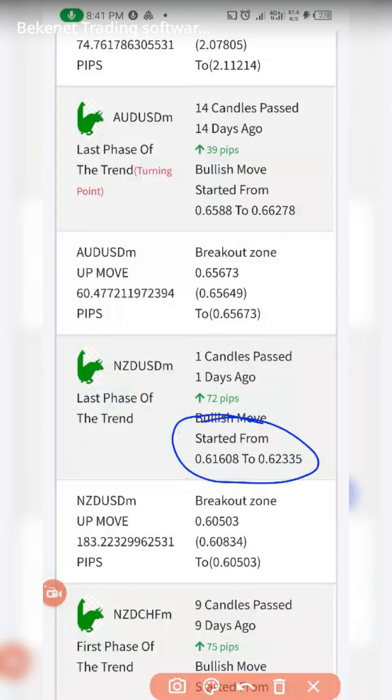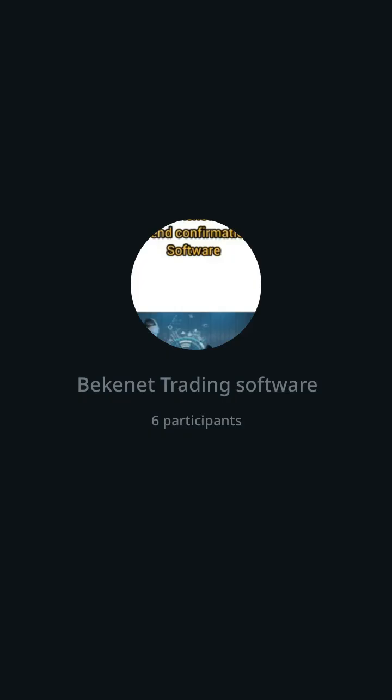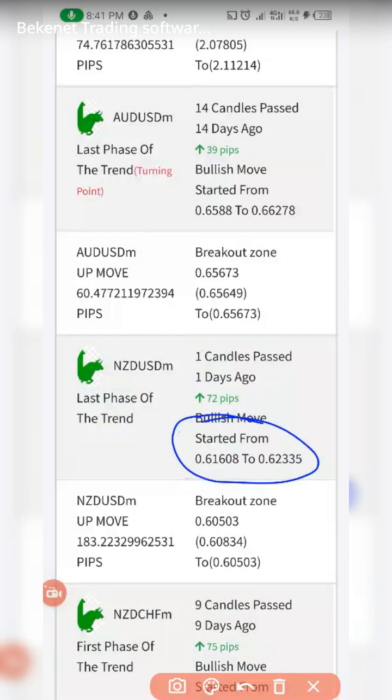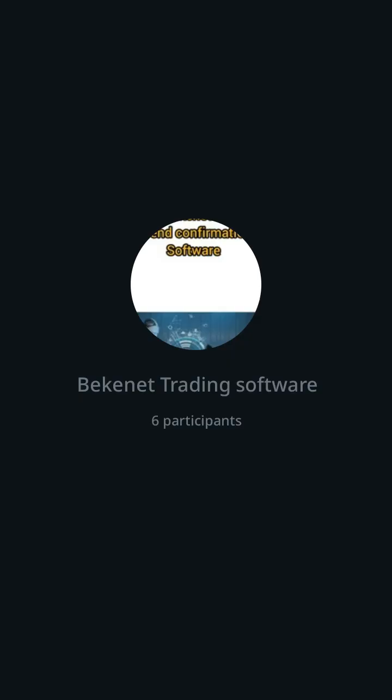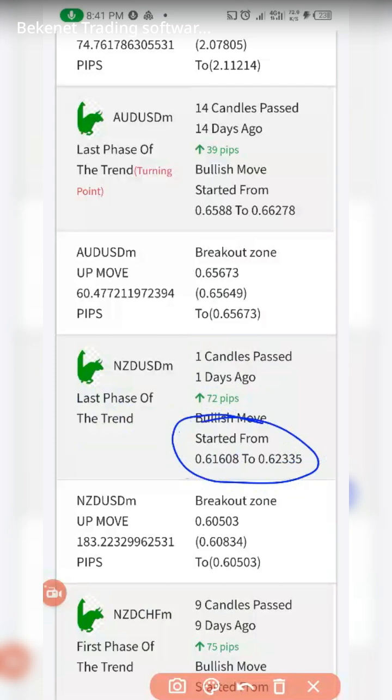I'm just trying to explain to you how you can use the trend direction to know what is happening for that day and know what is happening for the next day that is going to come. So that is how it is.